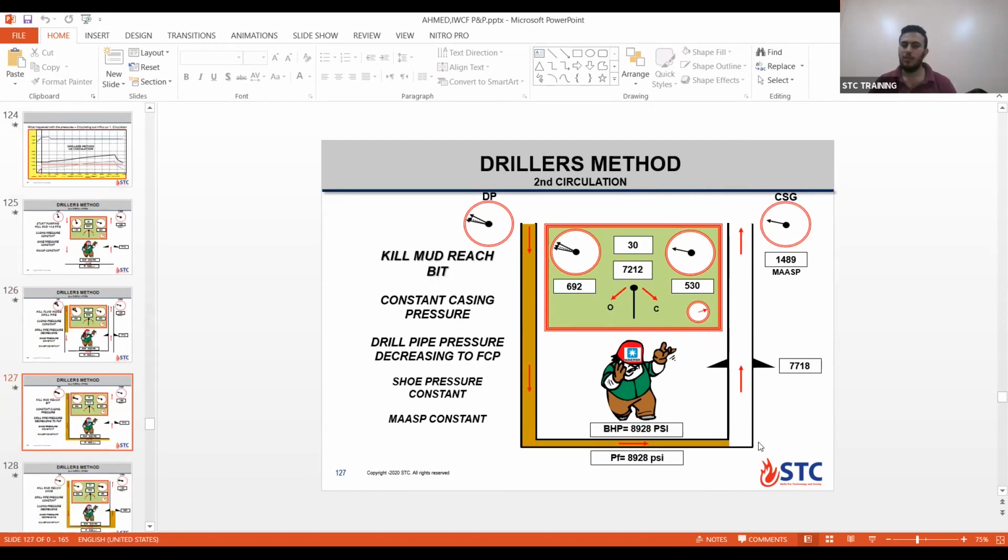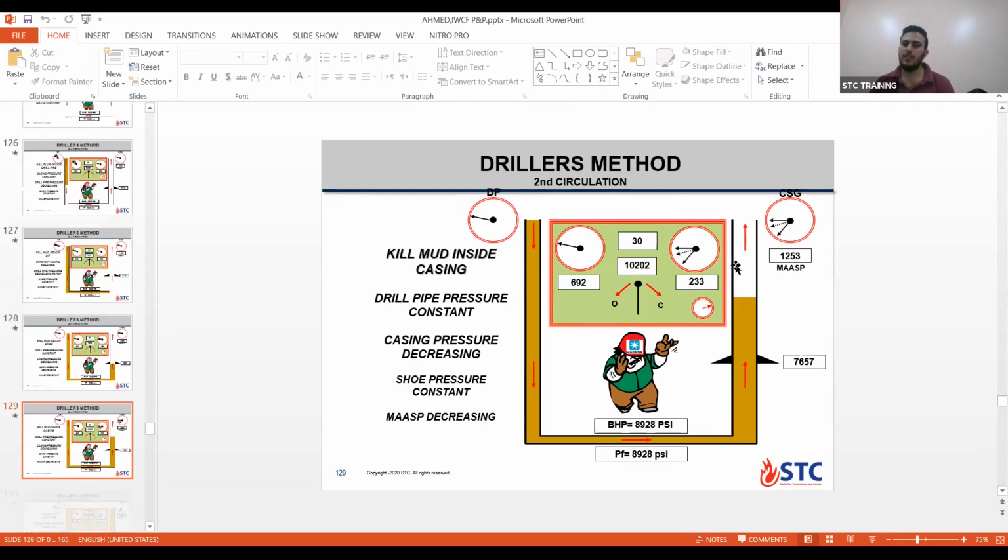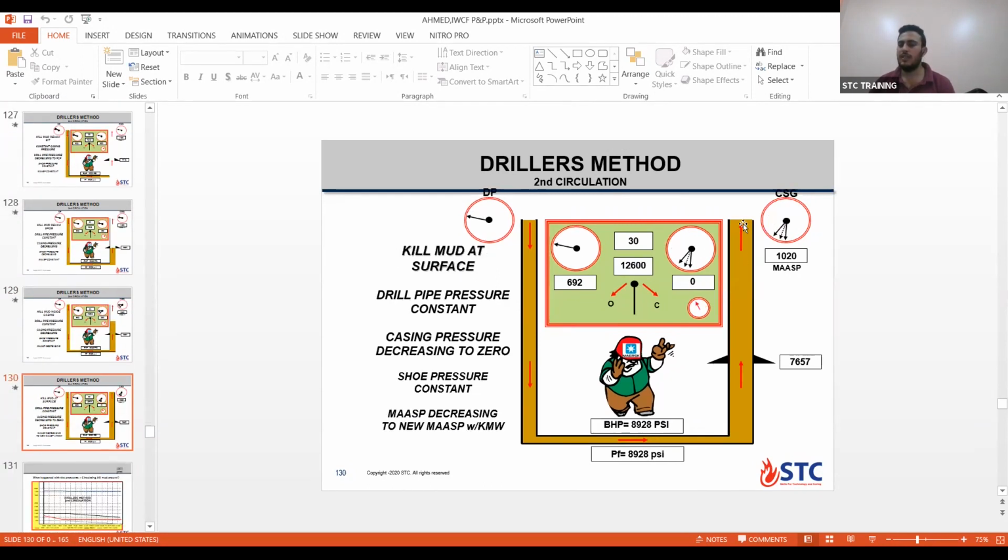Keep pumping. Now here, the drill pipe is full of kill mud and the annular side is about to have two fluids, kill mud, this color, and the white color, okay? So we need to keep drill pipe pressure constant at the FCP value here, 692. So keep that pressure constant till the kill mud reaches the surface like this. Now, once kill mud reaches the surface, you will find that shut-in casing pressure will equal zero. Okay, and here just pump pressure or SCR pressure.